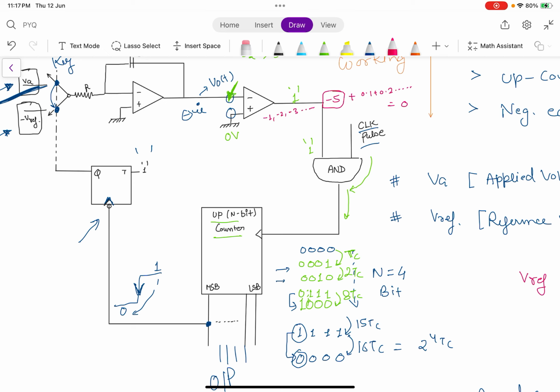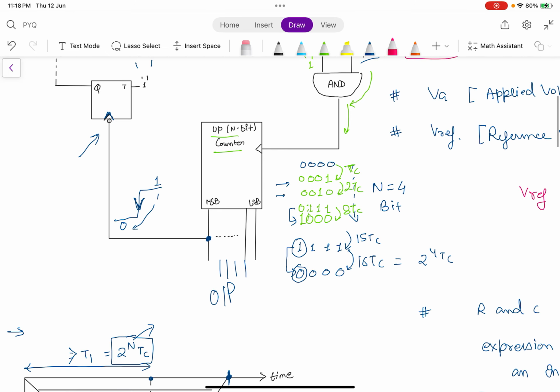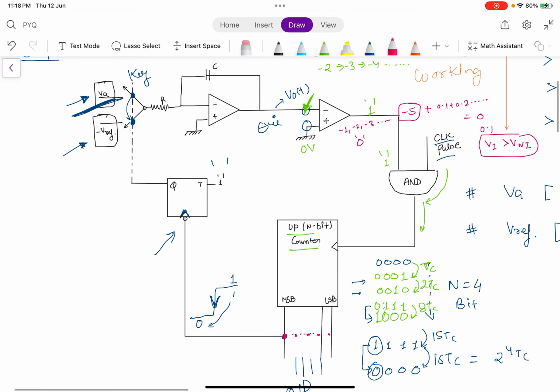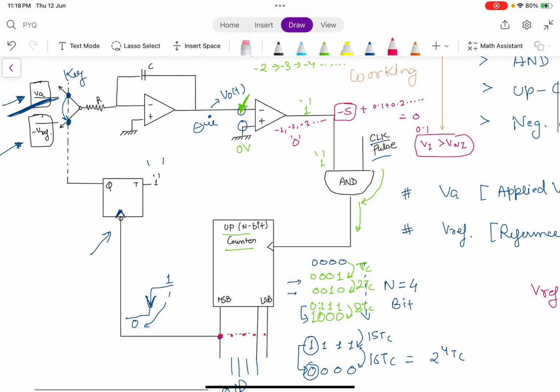as soon as it crosses the 0 volt, let's say 0.1 volt, the whole sum becomes 0.1 volt. This means that the inverting terminal becomes greater than the non-inverting, and your output again becomes logic 0 and the clock will not pass, which means the bits which were present here will be the digital output of your corresponding analog input. So I hope you understand.